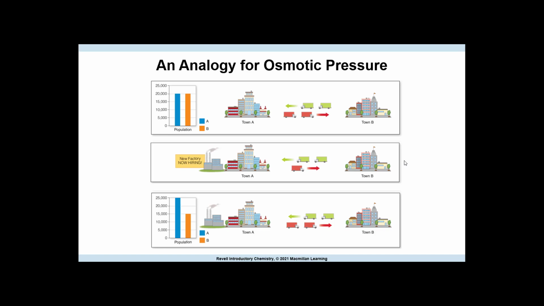If the towns are the same size, and if there are the same number of jobs in each town, then the same number of people would move in each direction between towns A and B. But what if a new factory opened in town A? Suddenly, more people have a job in town A, and so fewer would migrate to town B, while people in town B are still moving to town A. The result is the population of town A increases, and the population of B decreases.